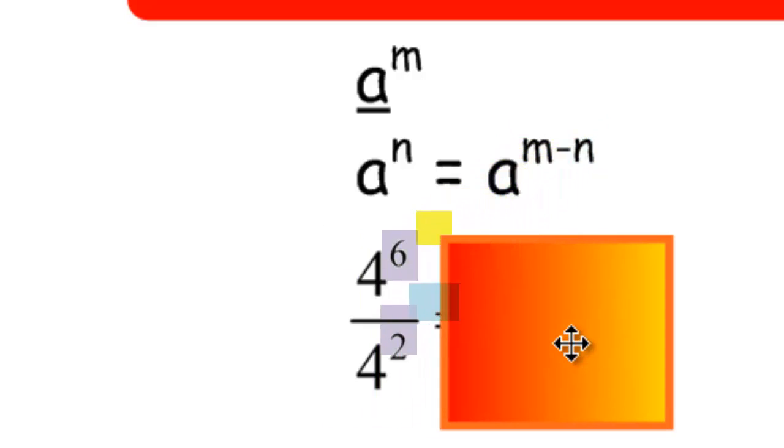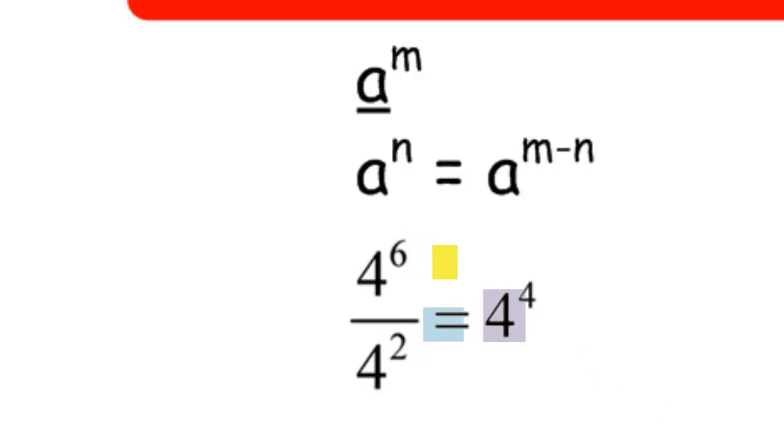Here's a concrete example. If I have 4 to the 6th power over 4 to the 2nd power, I can think of it as 4 to the 6 minus 2, and get 4 to the 4th power.